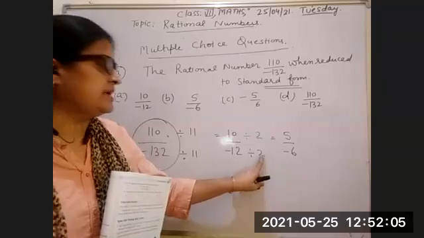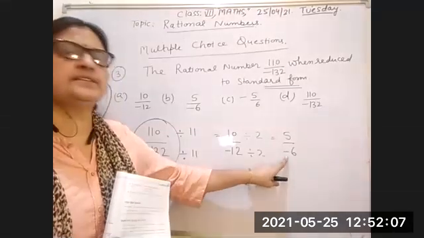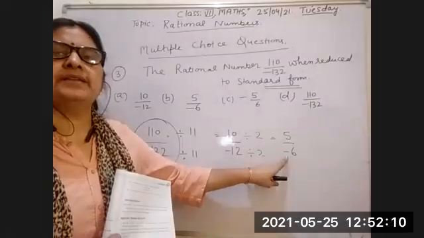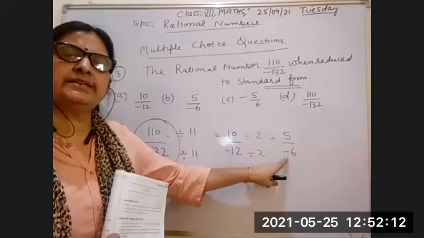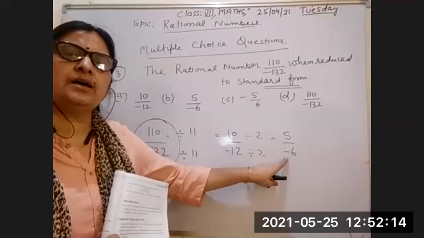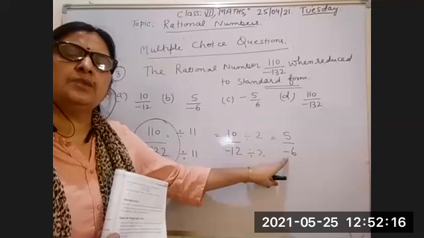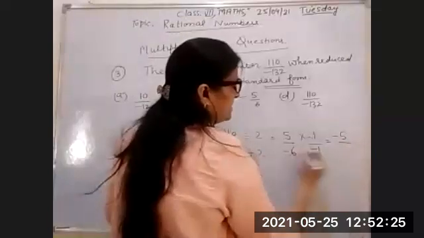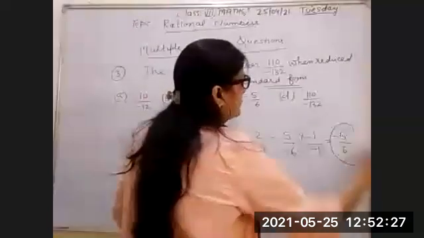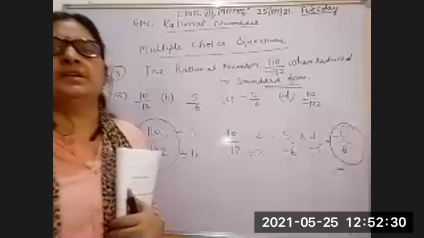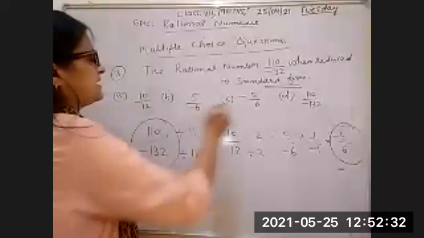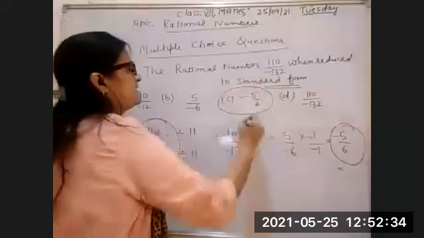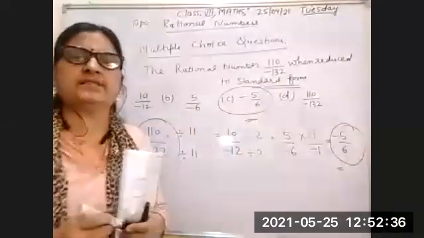When the denominator is given in the negative form, you have to convert it into a positive denominator. How? You use minus 1 with the numerator and minus 1 with the denominator. So your answer becomes minus minus plus. So the answer is minus 5 upon 6. So which option is correct? The C option of this question is correct.